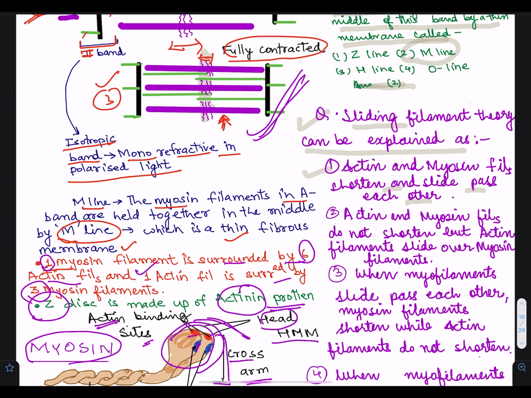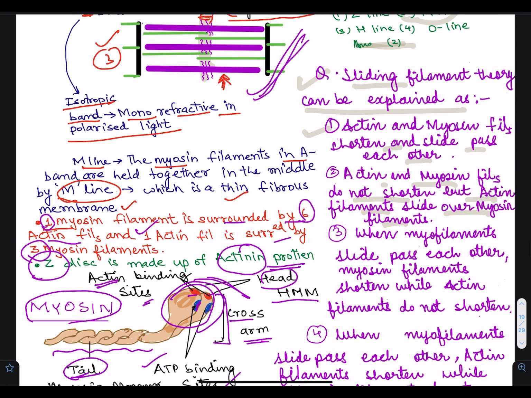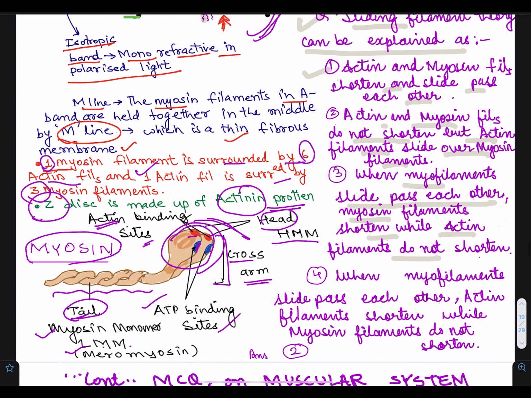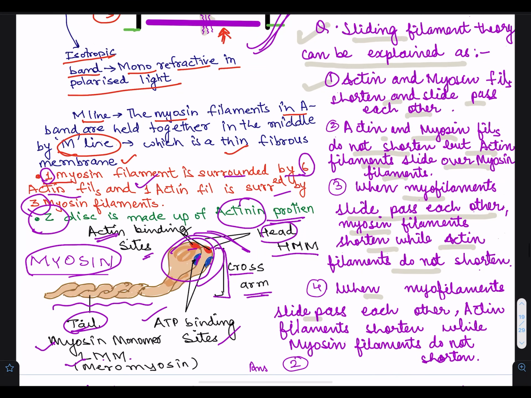past each other. Actin and myosin filaments do not shorten, but actin filaments slide over myosin filaments. When myofilaments slide past each other, myosin filaments shorten while actin filaments do not. When myofilaments slide past each other, actin filaments shorten while myosin filaments do not shorten.